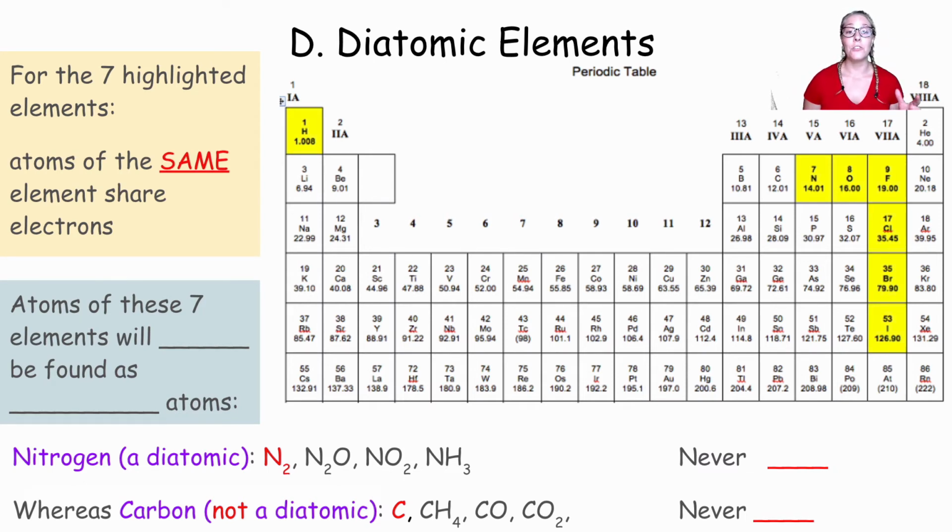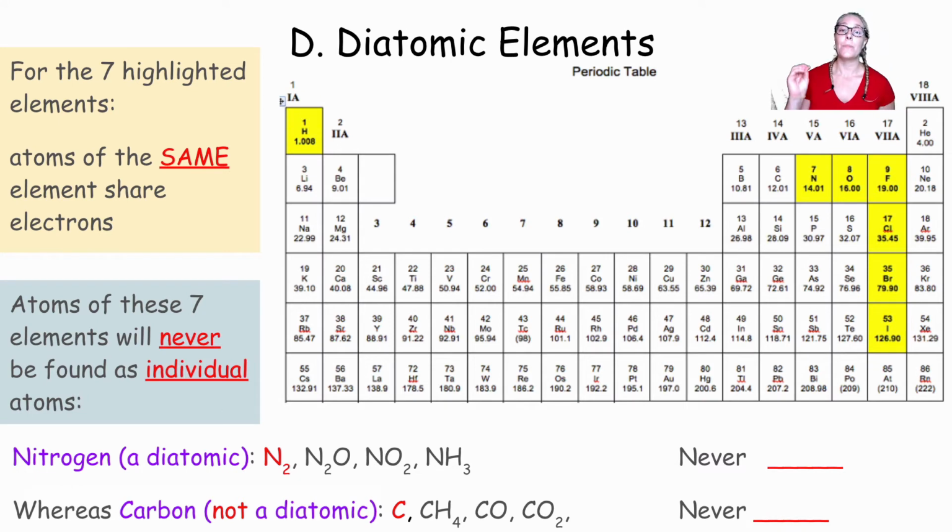So 2 atoms of hydrogen can share electrons with each other. 2 atoms of nitrogen can share electrons with each other, with just each other. And therefore, atoms of these 7 elements will never be found as individual atoms. They will never be found by themselves. They will either bond with an atom of a different element, or they will bond with an atom of their own element.